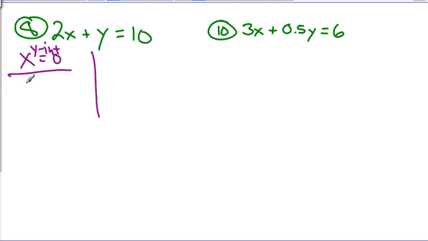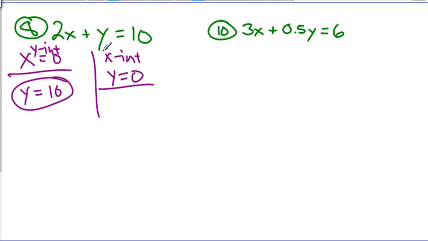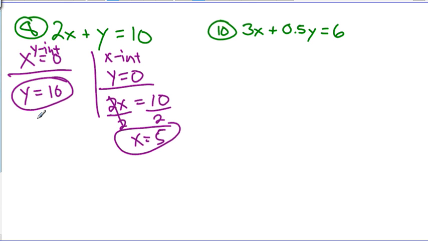But so when x equals 0, 2 times 0 is 0. So y equals 10. So that's my y-intercept. Let's find the x-intercept, which is when y equals 0. Y equals 0, so I'm left with everything else. 2x equals 10. Now I just solve this for x. Divide both sides by 2, x equals 5. And again, these are each separate points. This point is 0, 10. This point is 5, 0. Okay, we need those 2 points. This is the y-intercept. This is our x-intercept.